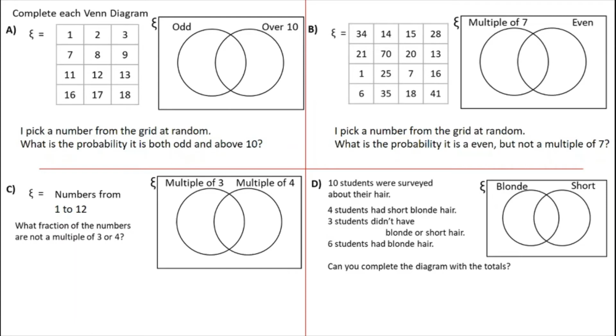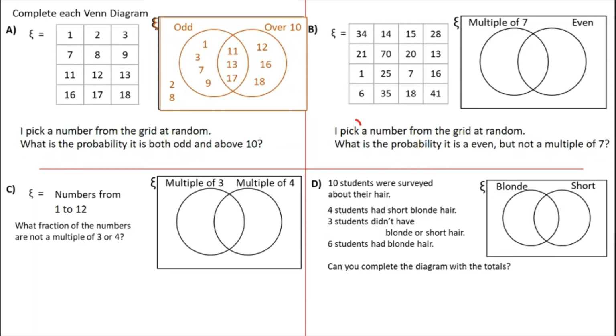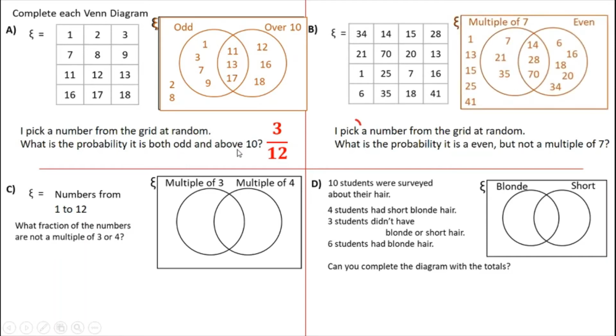Okay, so the first Venn diagram is there, and the probability is 3 over 12. 3 in the middle that meet both criteria. The second Venn diagram is on screen now, and the probability of a number that is even but not a multiple of 7 would be these 5 here, so 5 over 20.